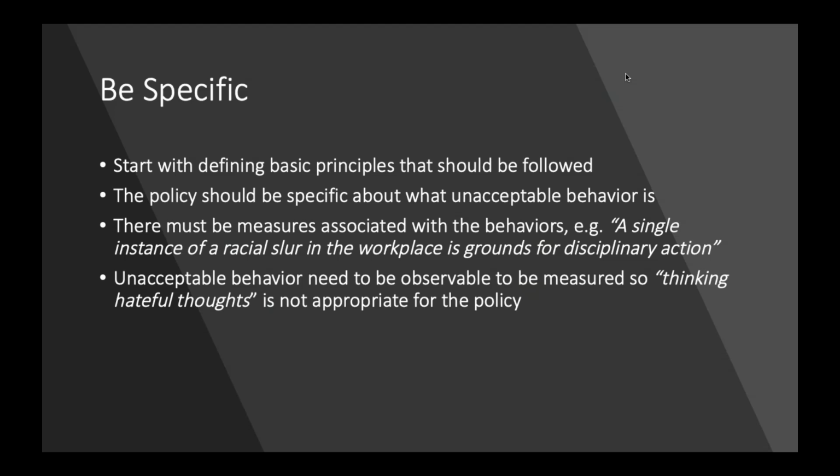And the policy should be specific about what an unacceptable behavior is. And there need to be measures put in place about those behaviors. So the example given here is about racial slurs in the workplace. And the measure is that a single instance of a racial slur in the workplace is grounds for disciplinary action. That is the first part of documenting what's in the policy manual. A single instance, so it's measurable, of a racial slur in the workplace is grounds for disciplinary action.